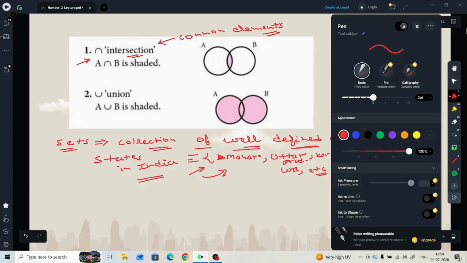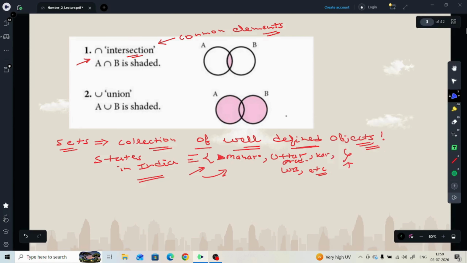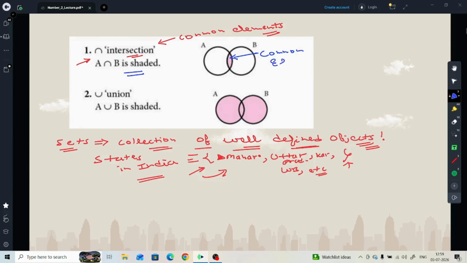Now, moving on further, what does it mean by intersection of sets? It's also very easy to understand. It is always about the commonalities, the common elements between two or more sets, that we take as an intersection. As I told you, a set is a collection of well-defined objects.